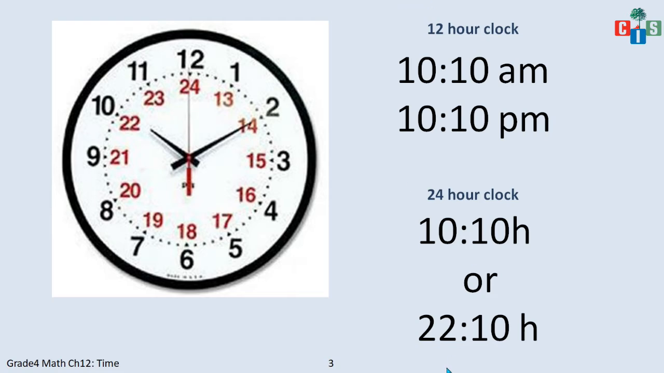But 22 hours 10 minutes is representing the night time. And if it is daytime, what will be the time? It will be 10 hours. I'll repeat once again. If it is a 24-hour clock and it is daytime, what will be the time? 10 hours 10 minutes.